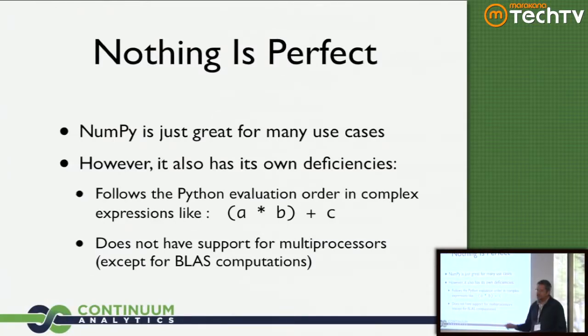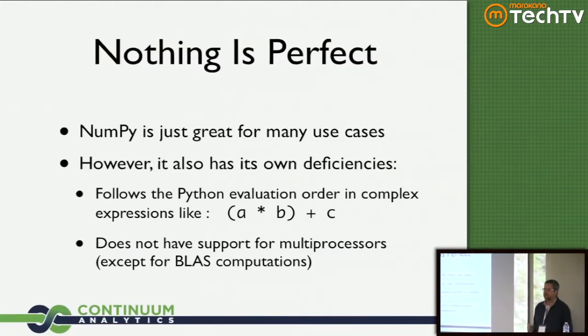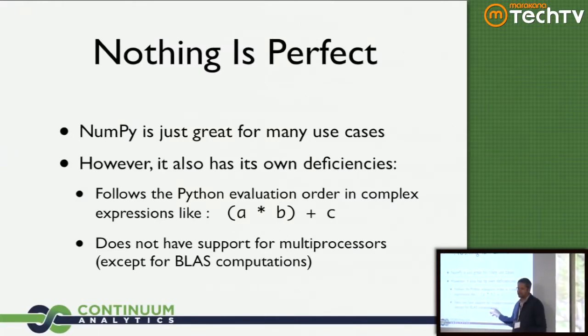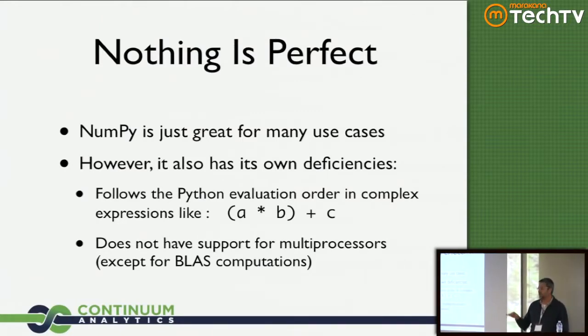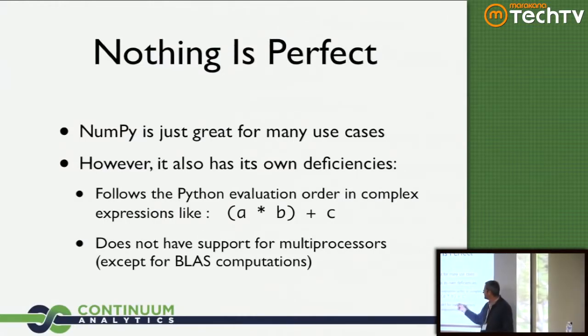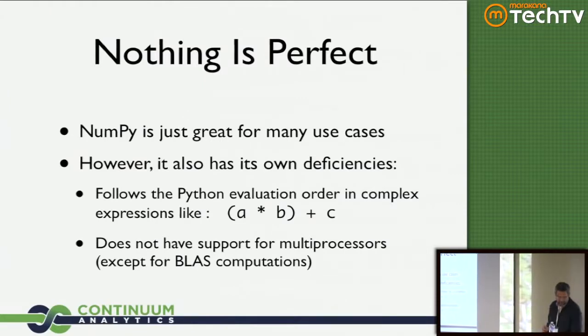And the second thing is that NumPy doesn't have support for multiprocessors right out of the box, except if you use BLAS computations and you linked your NumPy with a BLAS that supports multiprocessing. But in general, NumPy doesn't have this multiprocessor support.